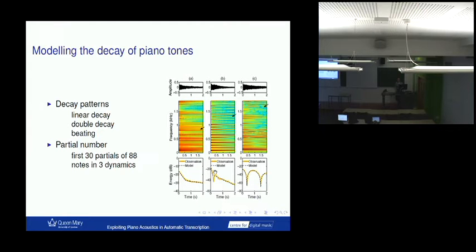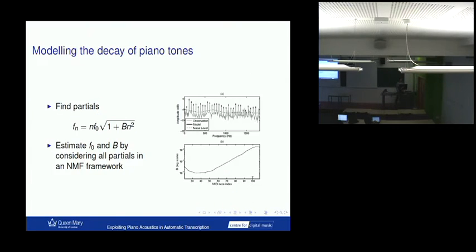Then the second 2 are caused by the coupled piano strings. So how many partials will we track? We will track the first 30 partials below the Nyquist frequency of 88 notes in 3 dynamics. So here's how we do it.